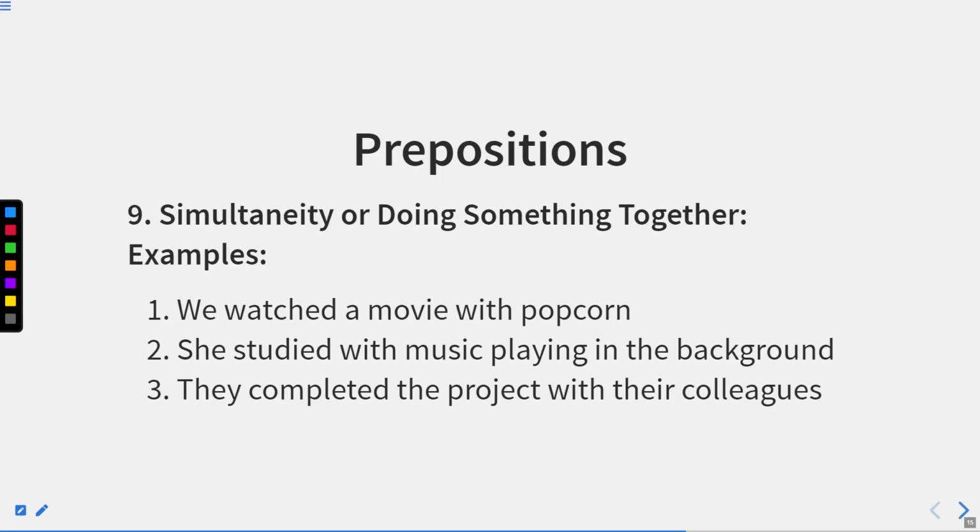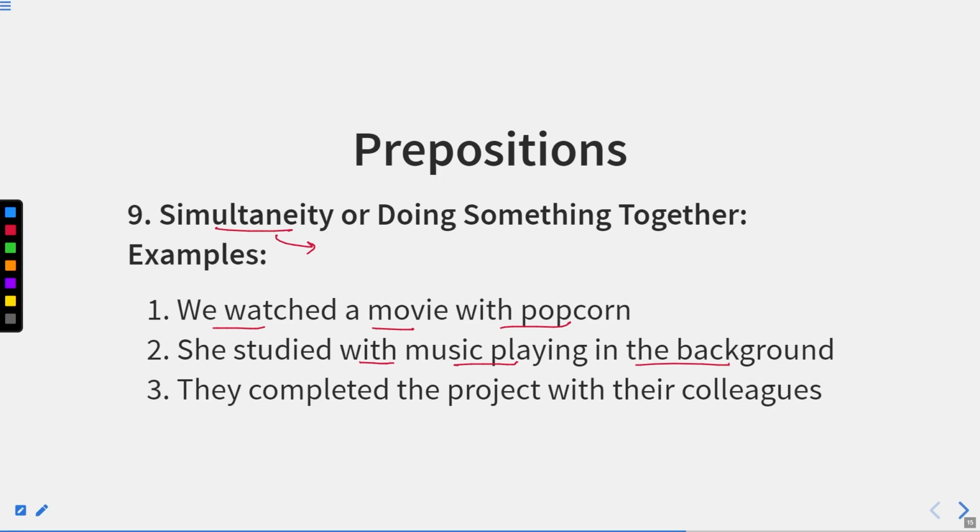Simultaneity, or doing something together. Basically, simultaneity refers to when two actions take place at the same time or together. We watched a movie with popcorn. It means while we were watching the movie, we were also having popcorn. So there are two actions taking place at the same time, so we are using the preposition with. She studied with music playing in the background.